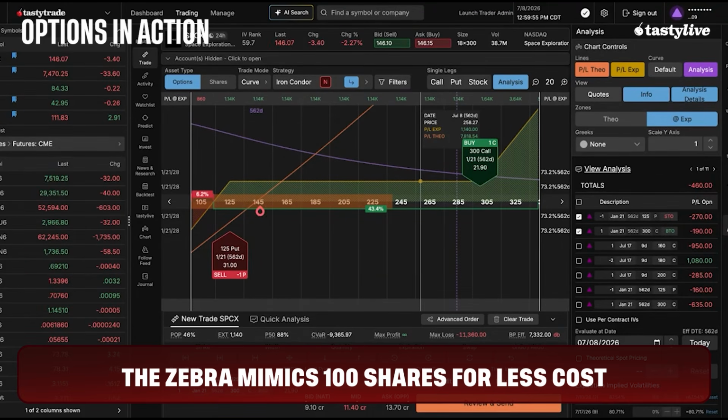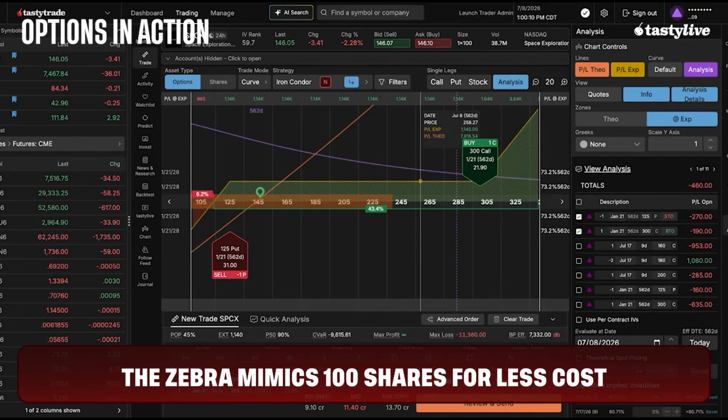So I love zebras in something like TLT where you have really low implied volatility, and from my perspective it makes a lot more sense to buy an option and speculate on a directional move versus selling an option and putting up a ton of capital for very little profit potential.